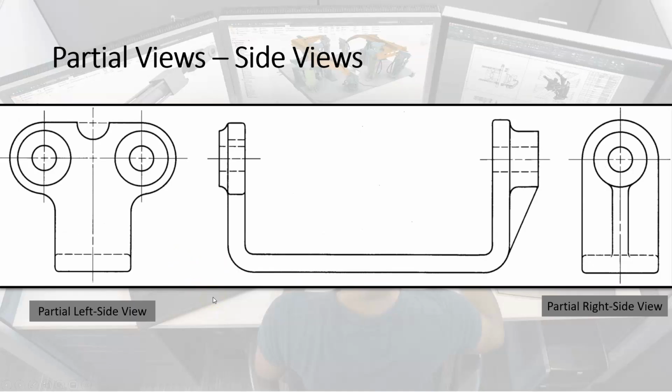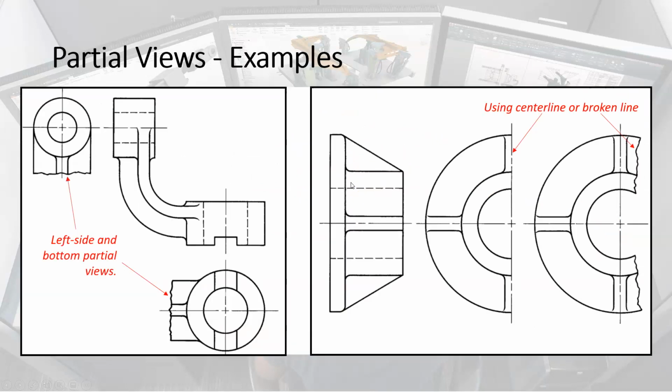Another example of partial views, this is very similar to the last one, but you can see this, just another example of a partial left side view, a partial right view, and a full front view. Okay, this is a full front view. And another example of partial view, this shows some variation here. So here we have kind of this L-shaped object right here. And so we're using a partial left side view and a partial bottom view.